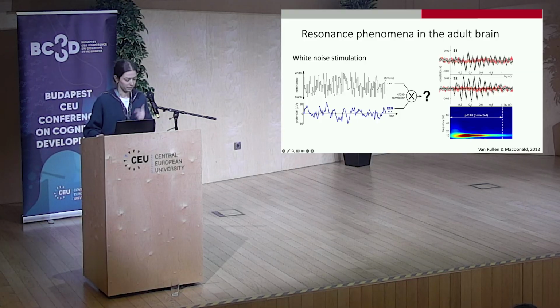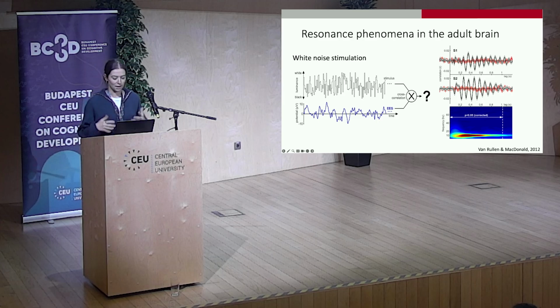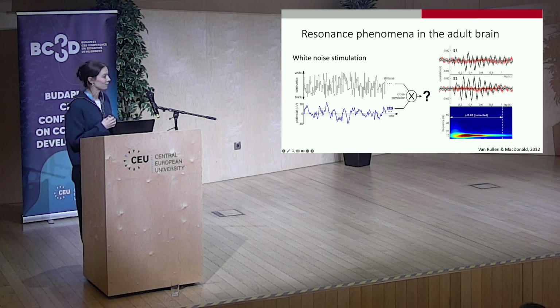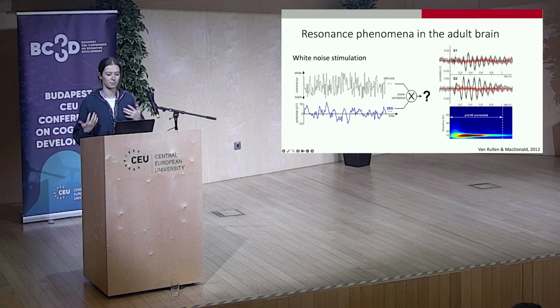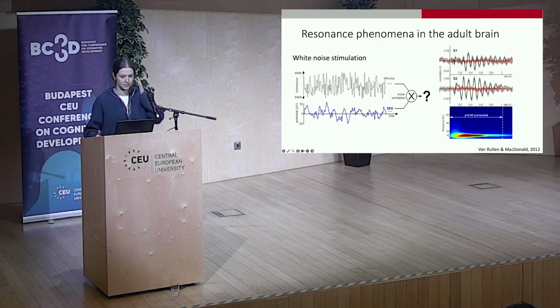So taken together, both the Hermann study I just showed and the Van Rollen and McDonald study revealed that alpha is an inherent frequency in information processing. However, we asked ourselves, okay, how does this translate to infants? Do infants show these resonance phenomena? And if so, do they also show them in alpha like adults, or would they be in a different frequency? We expected that perhaps that would be theta, because we've seen that that's a dominant frequency in infants.